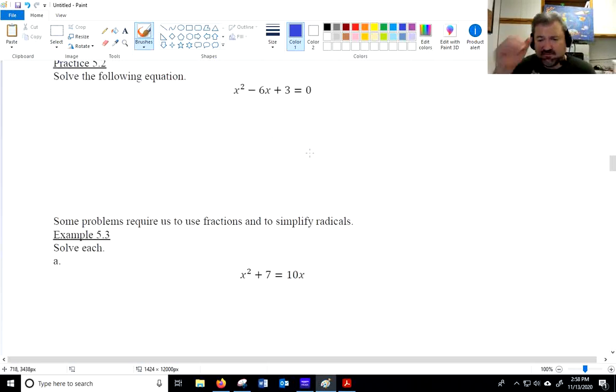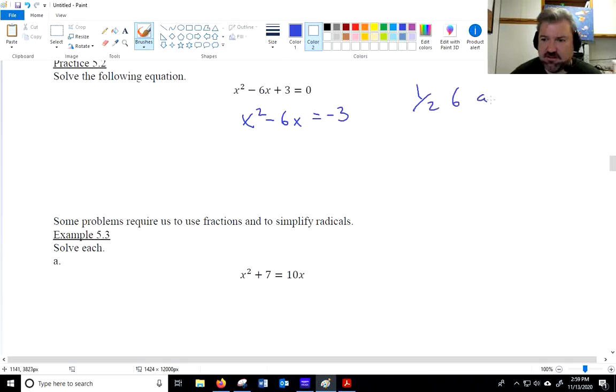All right, pause the video and practice this technique. Remember, get the 3 on the other side, then take half of 6 and square it, added to both sides. All right, let's see how you did. Remember, we're going to get the x squared minus 6x alone. We're going to take half of 6 and square it.